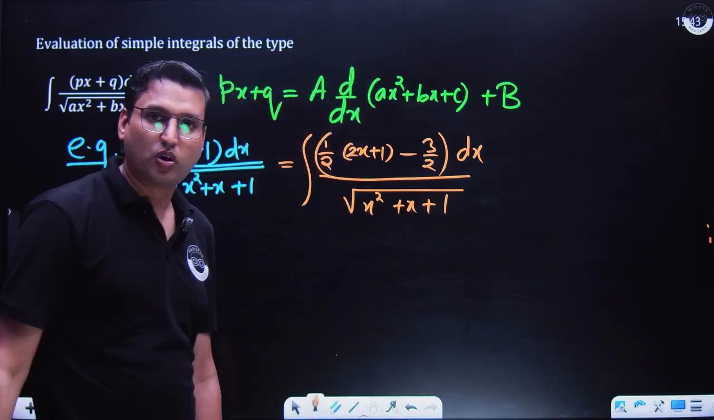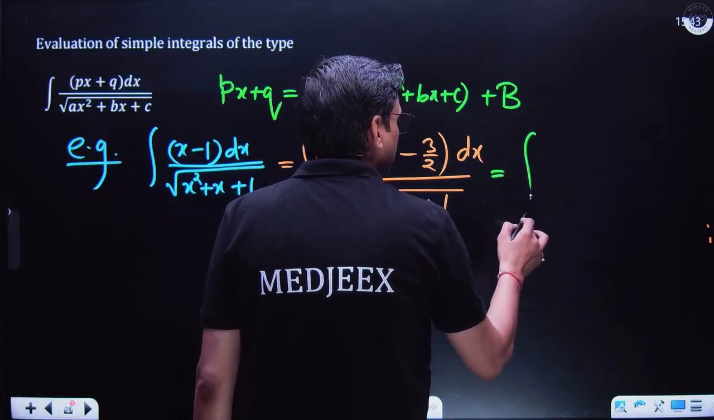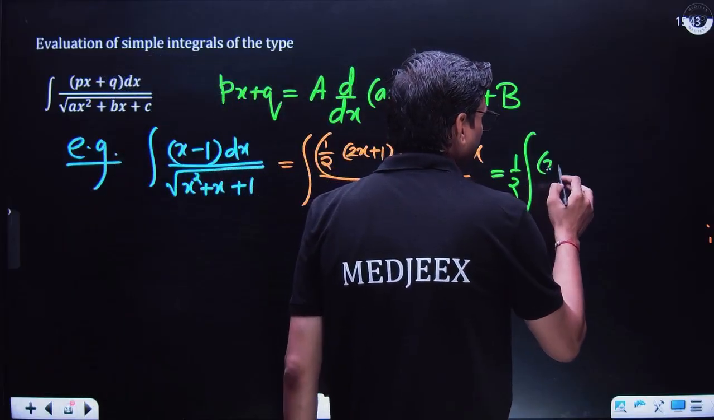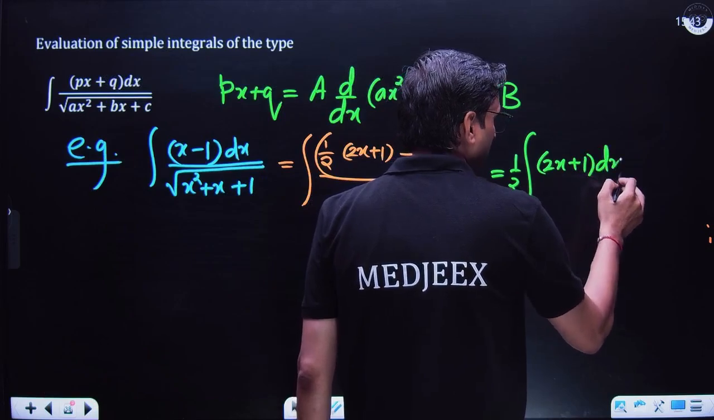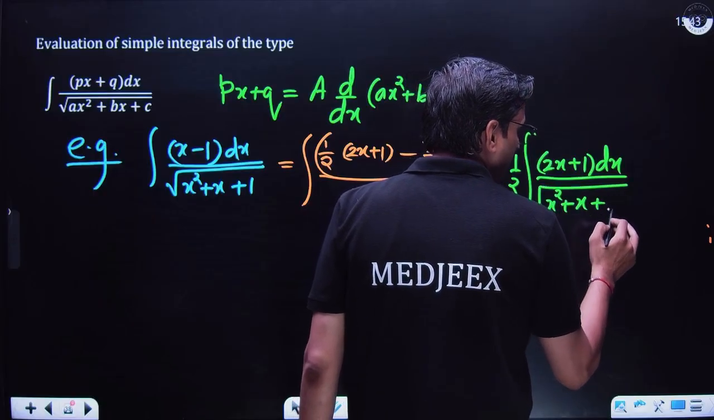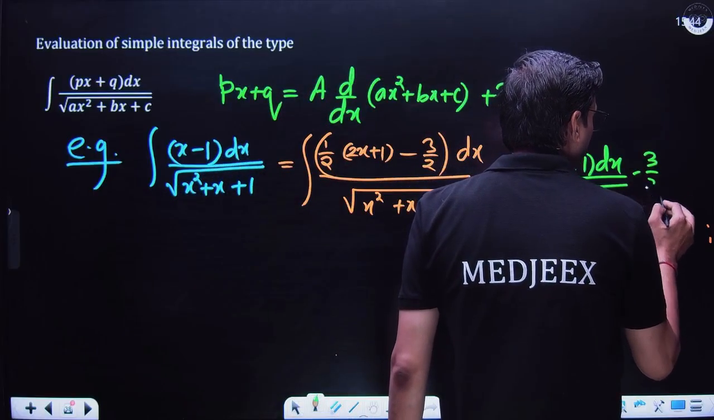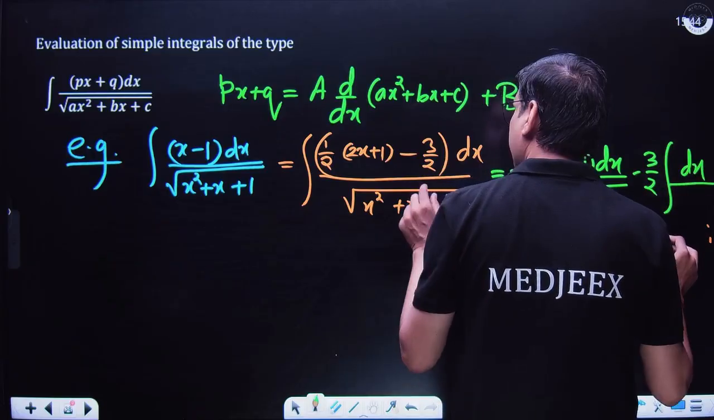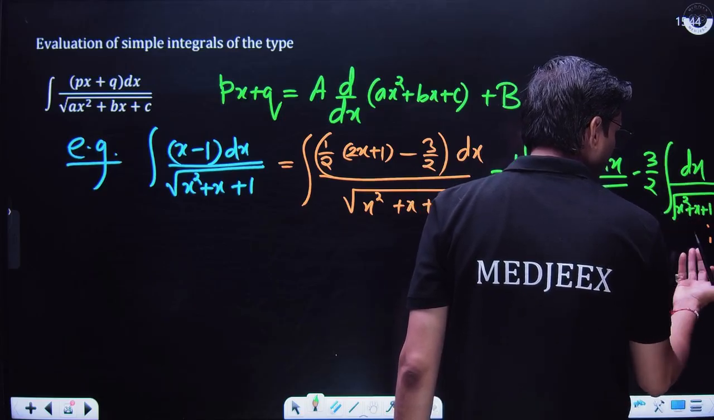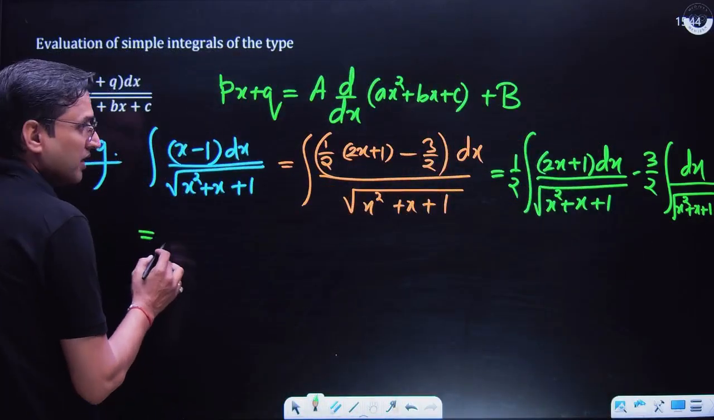Is this understood by all? Now listen students, half is taken out of the integration, and 2x plus 1 into dx is the element. I am going to substitute it into the differential format of this square root, that is x square plus x plus 1. Now minus 3 by 2 will be the second integration part, that is minus 3 by 2 integration of dx by root over x square plus x plus 1. Yes or no? Is this clear? Any problem? Now simplify it. What can I do?